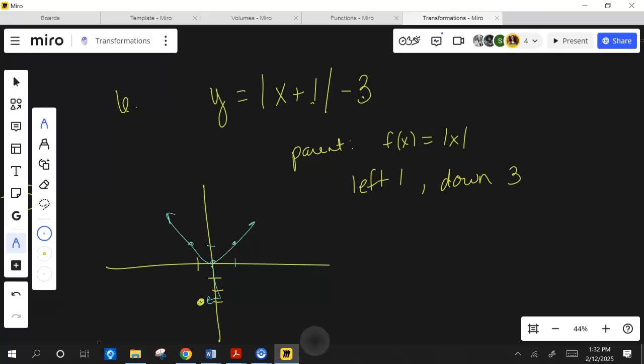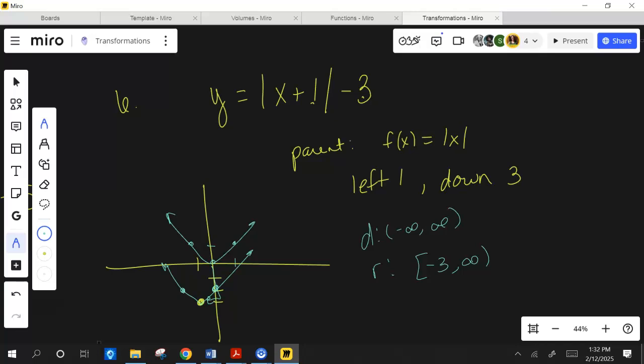There's my new graph. It's moved left 1, down 3. Every point. Left 1, down 3. You do not have to do the original unless it helps you to see the original there beside it. What is the domain? What is the range? -3 to infinity. Easy, yes? Okay.